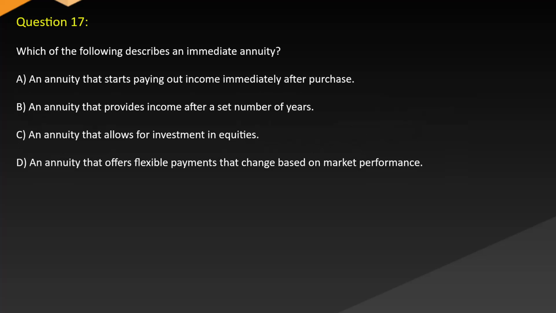Question 17. Which of the following describes an immediate annuity? A. An annuity that starts paying out income immediately after purchase. B. An annuity that provides income after a set number of years. C. An annuity that allows for investment in equities. D. An annuity that offers flexible payments that change based on market performance.